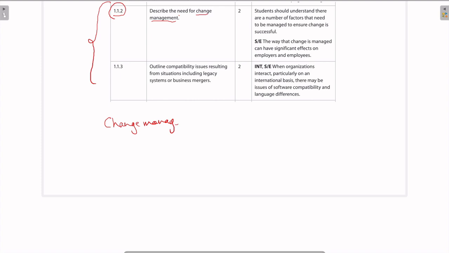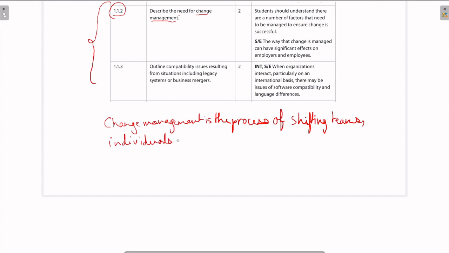is the process of shifting teams, individuals, or organizations from a current state to a desired state. Let me just explain what this means.